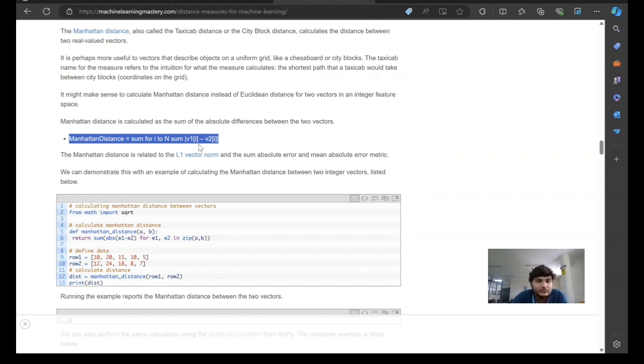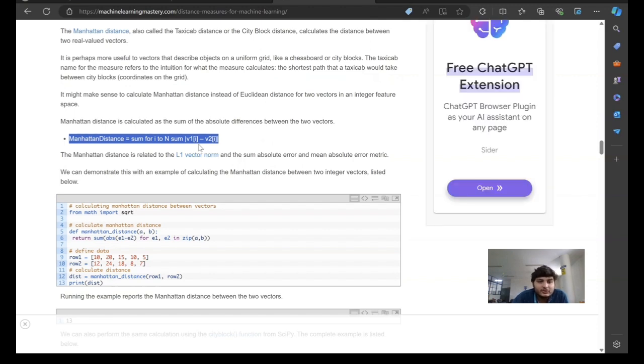It is perhaps more useful to vectors that describe objects on a uniform grid like a chessboard or city blocks. It is also called taxi cab distance or city block distance. The taxi cab name is a reference to what the measure calculates, that means the shortest path that a taxi cab would take between city blocks. In this, the city blocks are referred to as the distance between the clusters.